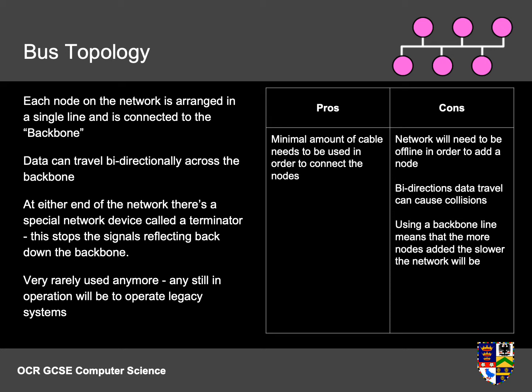Because data can travel in both directions, you can get situations where the data collides with each other and essentially corrupts itself. So data might have to be sent across the network multiple times before it's received in a working order. And finally, using the backbone line means that the nodes can have to transmit data much slower than if they had a dedicated line to each one, because they've got to wait to be able to use that backbone line, and if the two try and use it at the same time, you can get data collisions.